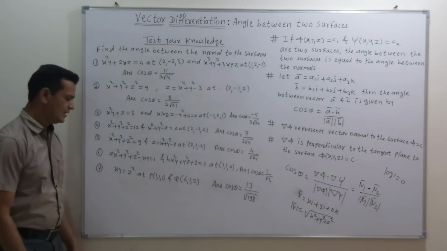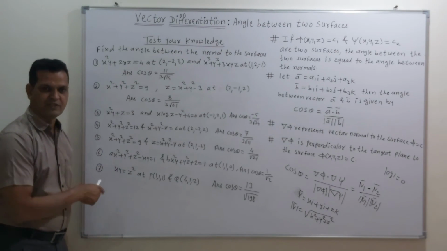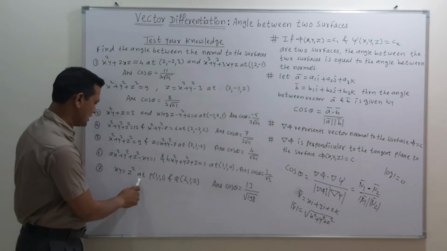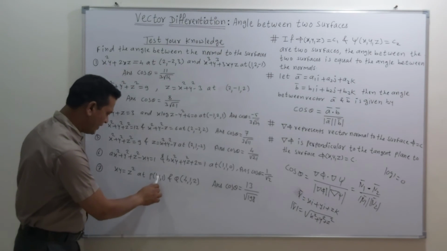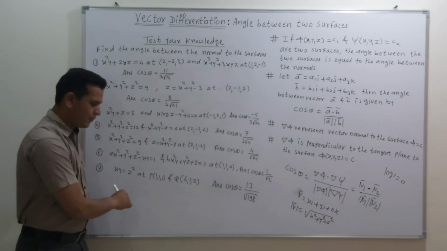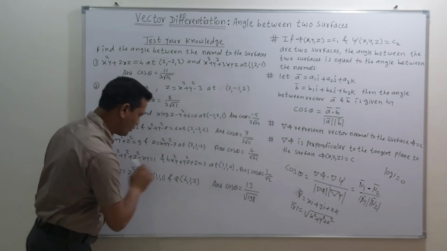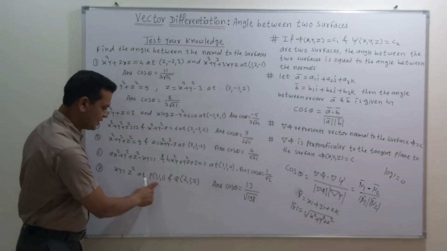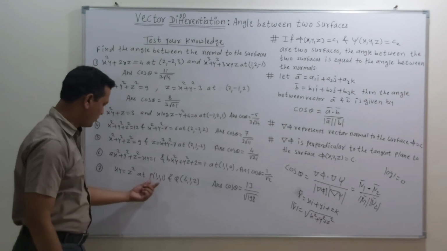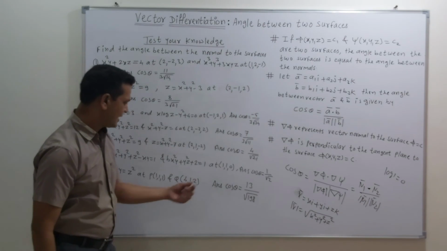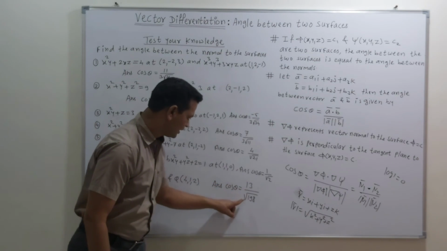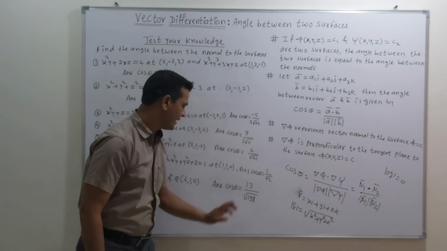Similarly, the last example: a single surface is given, xy is equal to z square, at the point 1, 1, 1, and this is the first point, and the second point is 4, 1, 2. So find the angle between the surface normals at the first point and second point. Its answer is cos theta is equal to 13 upon root of 198.